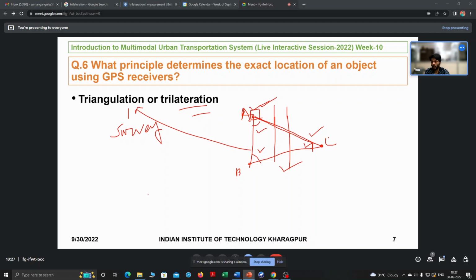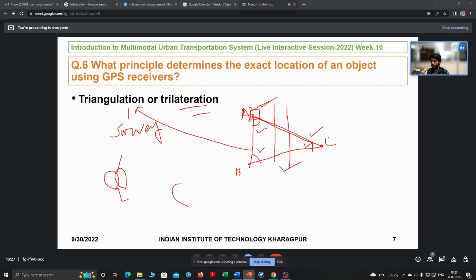suppose at your current place, there are two satellites which are giving you signals. There are many satellites which are actually revolving around the earth, so maybe at a particular time there are two satellites and your mobile's GPS is on. Based on these two signals, you can know that either you are in this location or in this location, because this is the intersection of two locations.